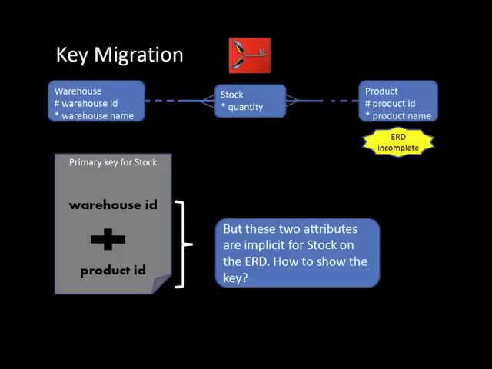Yeah, the hash sign, the number sign. Product ID, warehouse ID, right? So obviously, we have to indicate the primary key for stock. And the primary key for stock is warehouse ID, product ID. But we don't show those two things at all. So how do you indicate the primary key?